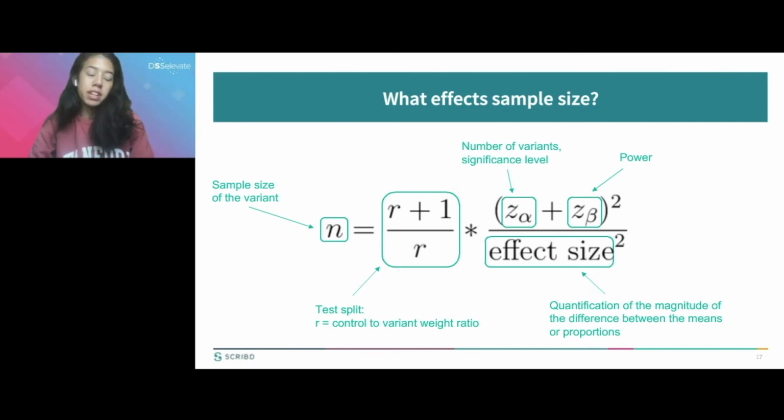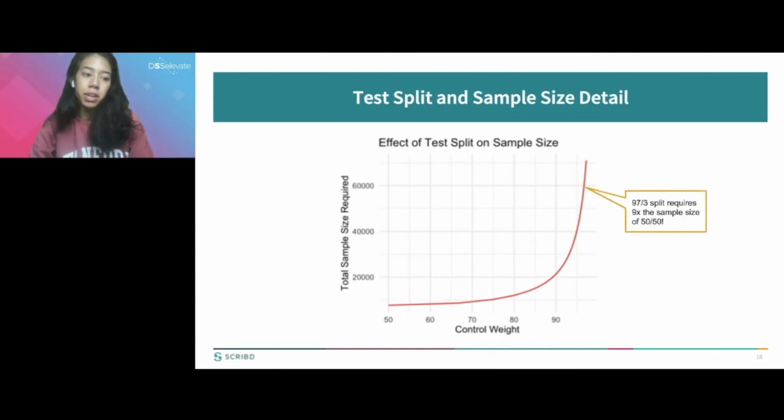So one thing that has been important for experimentation at Scribd is the test split. This is the split between how many samples will go into the control group versus the variant group. If you look at this graph, on the x-axis you have the percent of samples that will go into the control group. And what you can see is that as you decrease the number of samples that go into the variant group, therefore increasing the number that go into the control group, the number of samples required for your test increases by a lot.